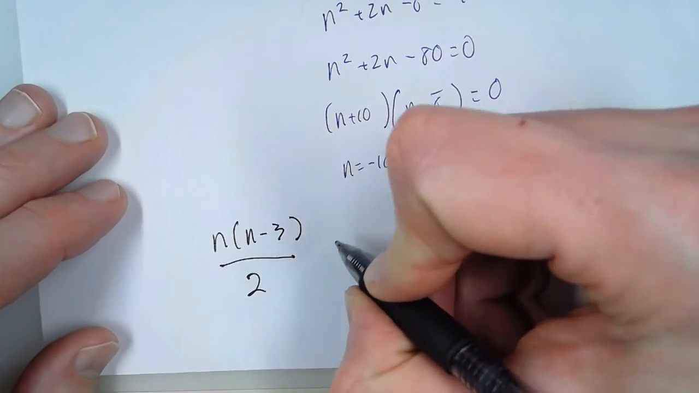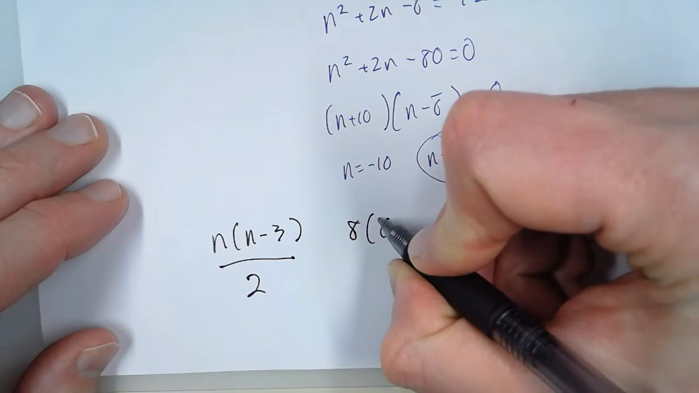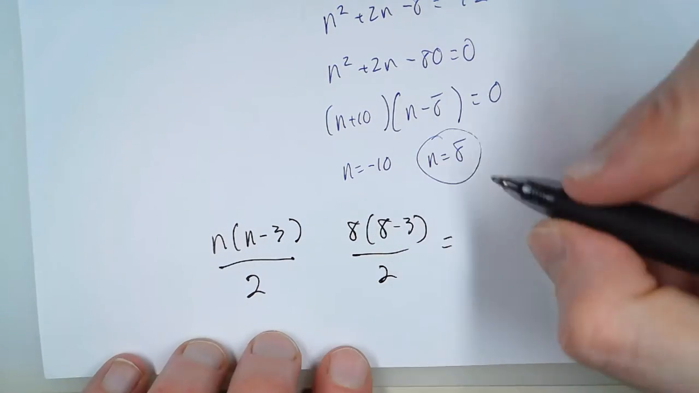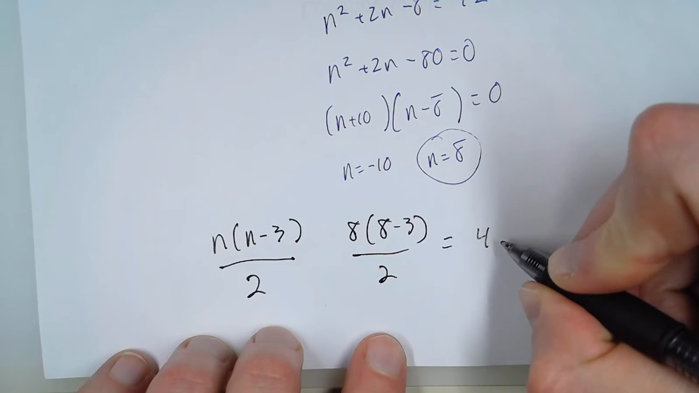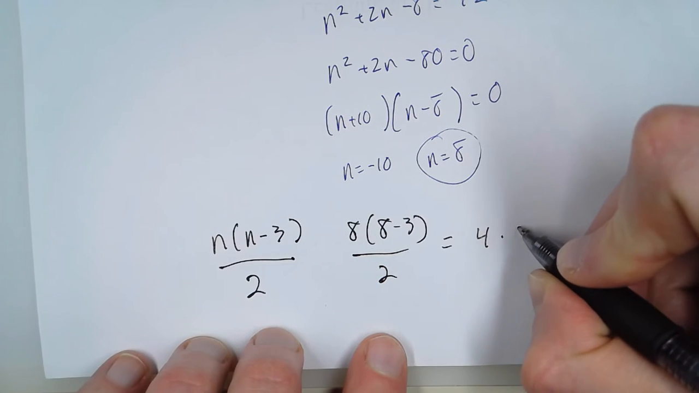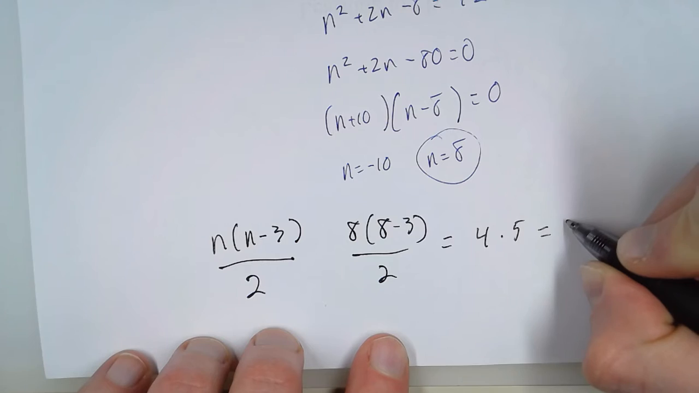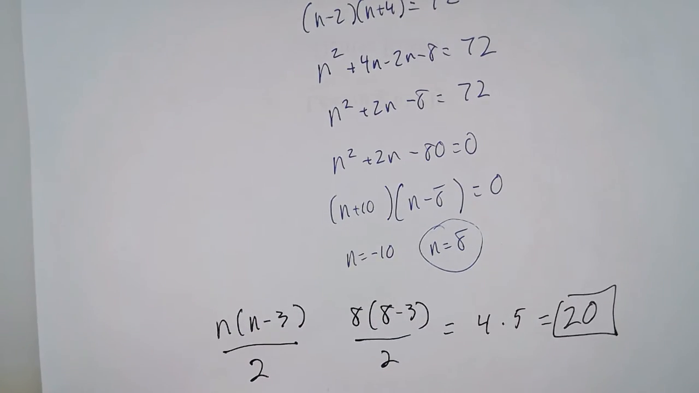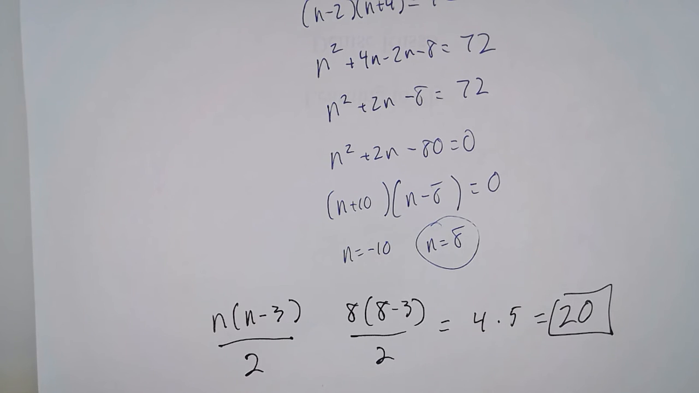So in this case, we have 8 times 8 minus 3 all over 2. So that's going to be 8 divided by 2 is 4. 8 minus 3 is 5. So that means we have 20. So there are 20 diagonals. And there's our answer. And we're done.